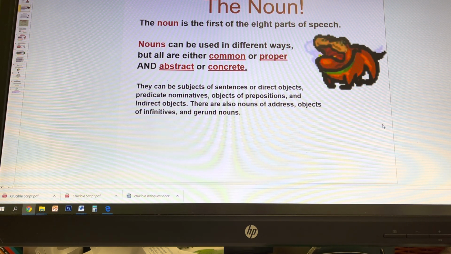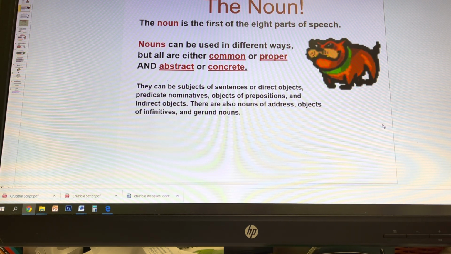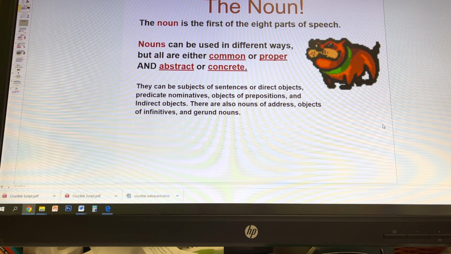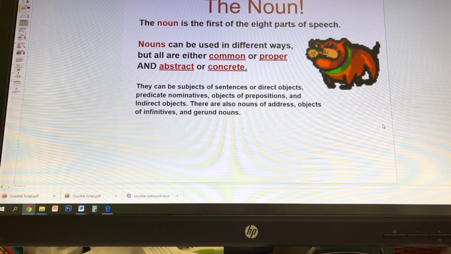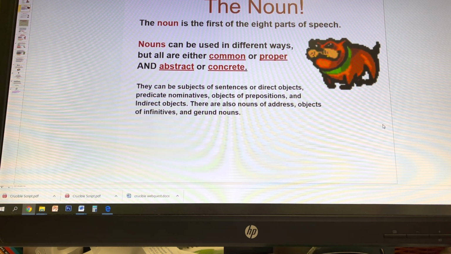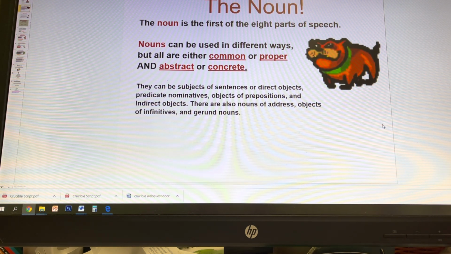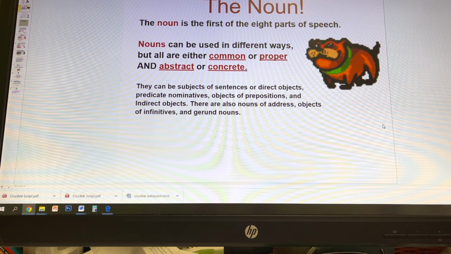When you learn how to speak, the first words that you speak are nouns. You can point to them. They're things. Now, nouns can be used in different ways, but they are typically thought of as common or proper, abstract or concrete. So you're going to have to identify common and proper. We're going to talk about what abstract and concrete mean.